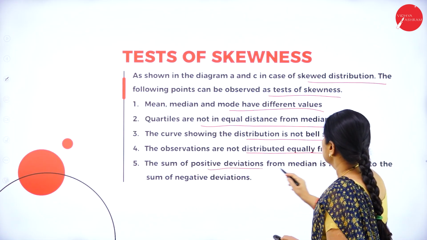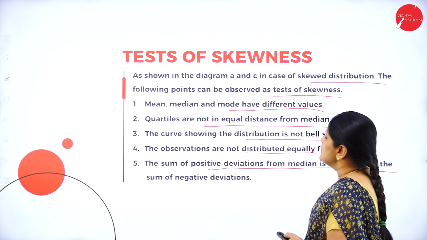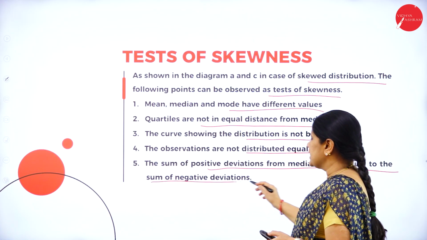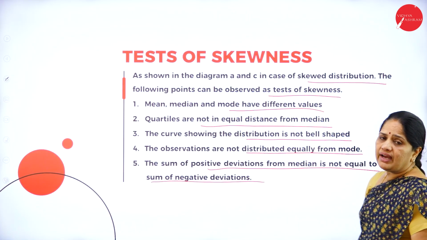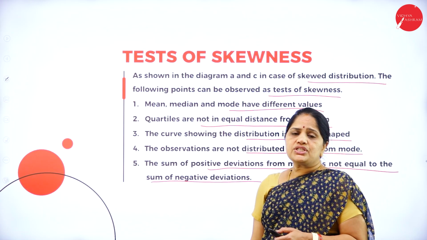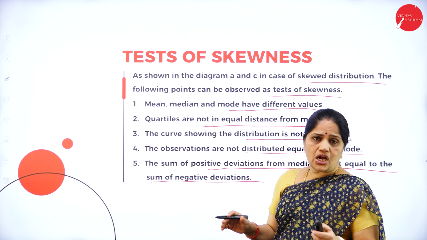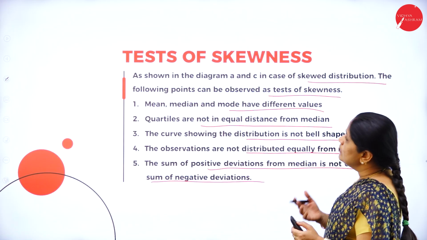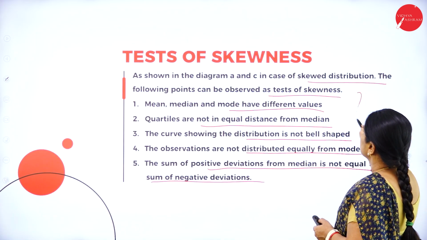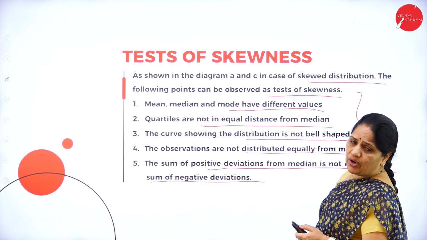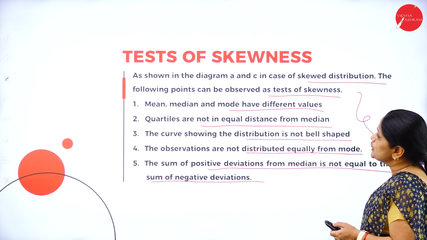The sum of positive deviations from the median is not equal to the sum of negative deviations. If we take the median deviation, we can see that the sum of the positive deviations is not equal to the sum of the negative deviations. So from all this, we can say that the given data is skewed.